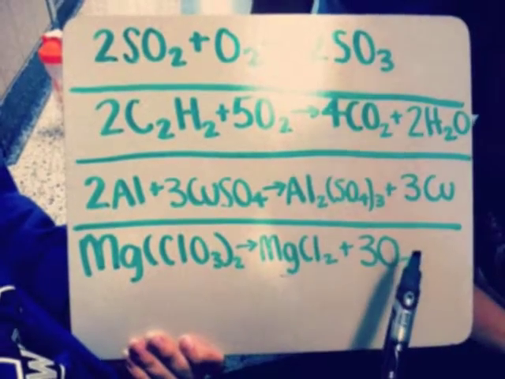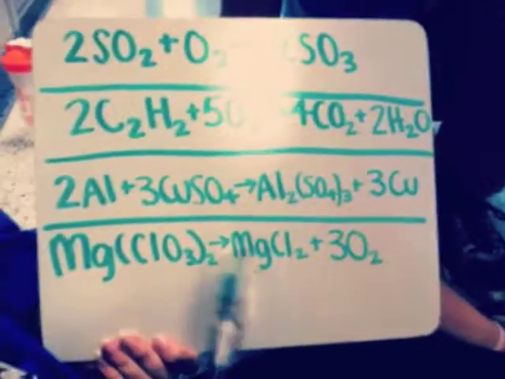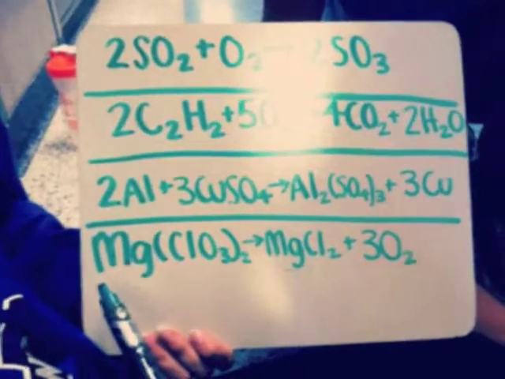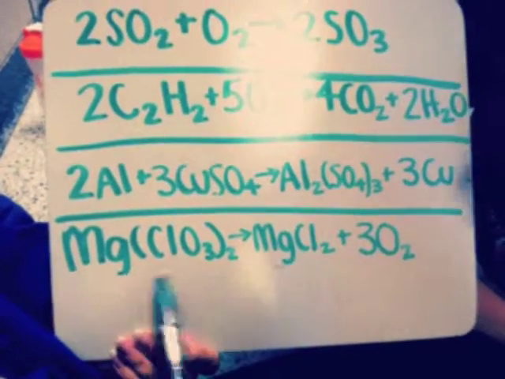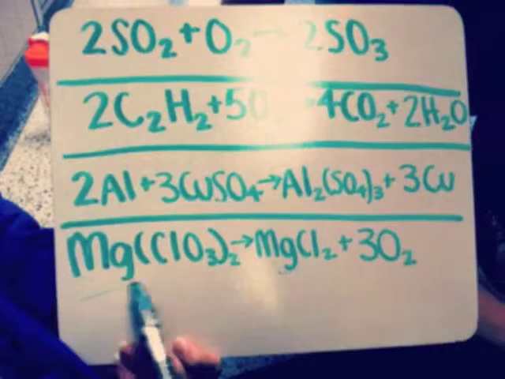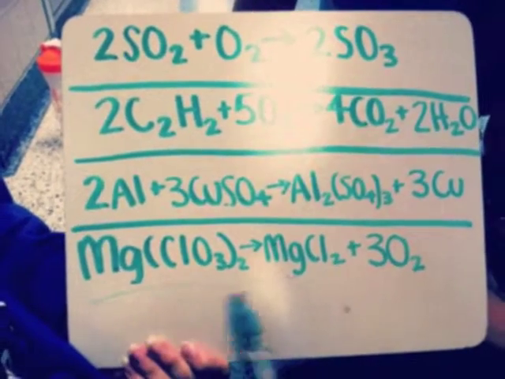And then for decomposition, the reactant side starts off as the opposite of synthesis. So you would start off with a bigger reactant, creating two smaller products.